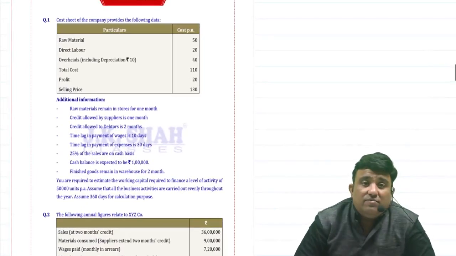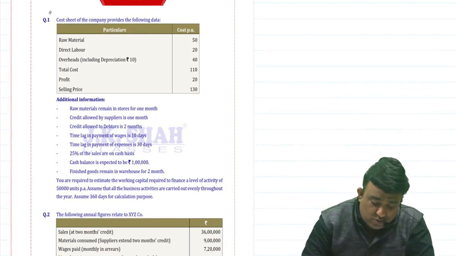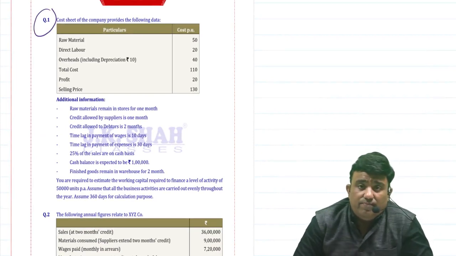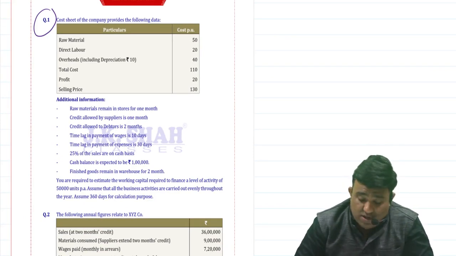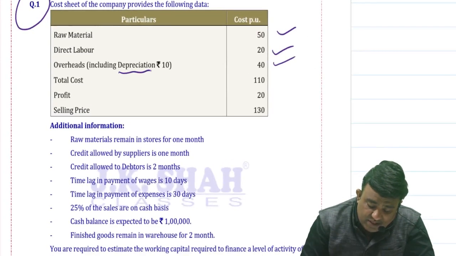Let us target the example one by one. Important points: here we are going to target the important points. Student, question one is a very basic, simple example, but surprisingly very important from the exam viewpoint. Our material, wages, overheads are given, and keeping in mind, depreciation is ignored.